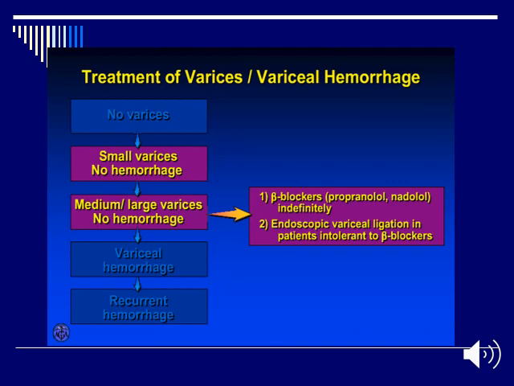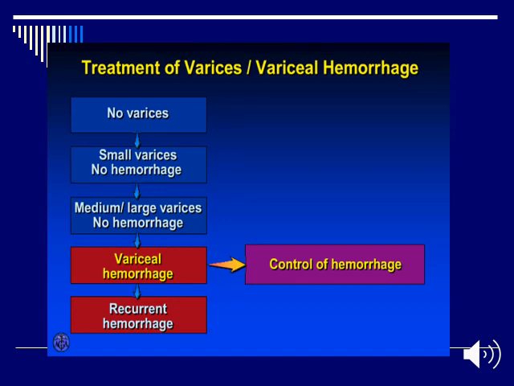If the patient responds to beta blockers with primary prophylaxis, by propranolol or nadolol indefinitely, fine. But if the patient has a sort of sensitivity, or is hemodynamic non-responder or whatever, then you go for endoscopic ligation. If the patient bled, then you control the hemorrhage and then try to prevent the recurrence of hemorrhage by repeated endoscopy till eradication. This is for the esophageal varices.